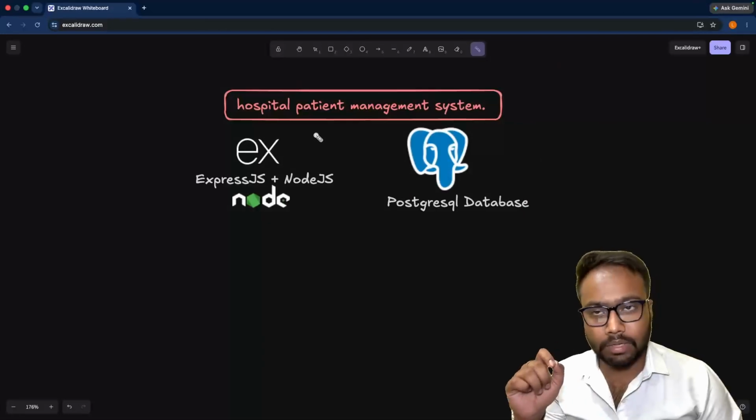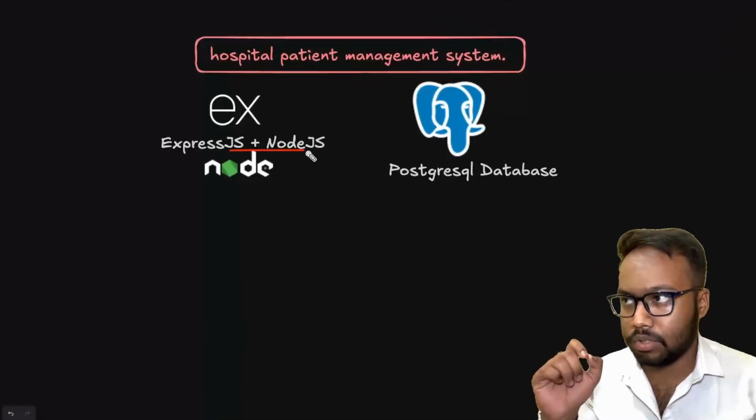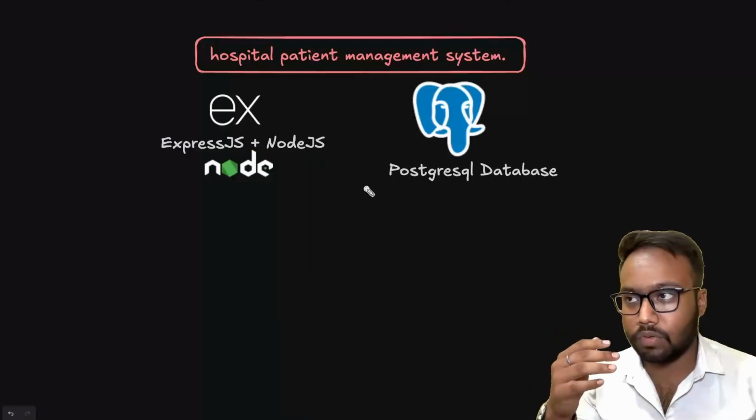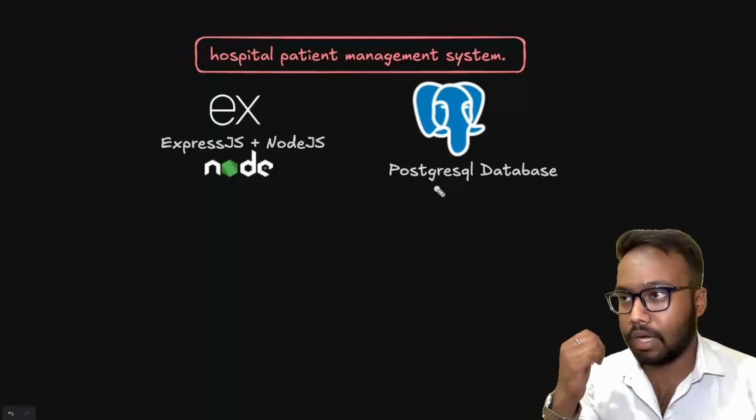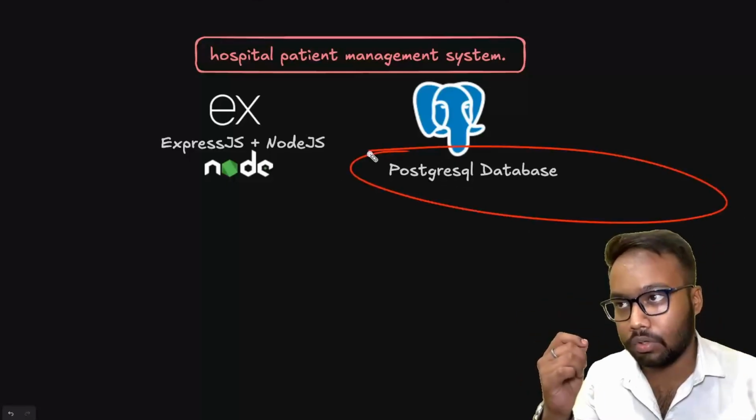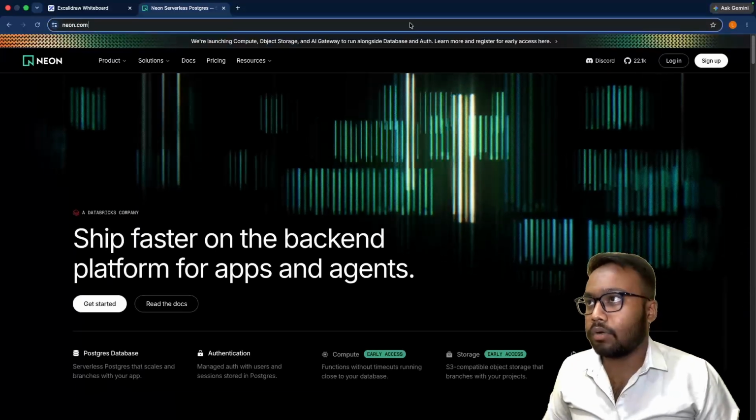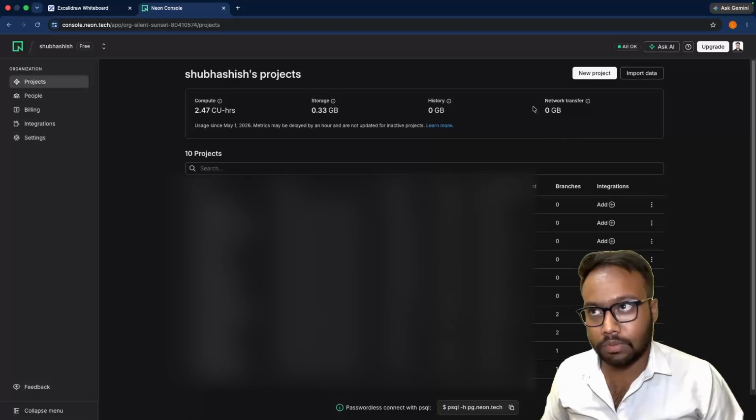Alright, so what I'm going to build is a simple hospital patient management system with Express and Node.js on the backend, and with a PostgreSQL database hosted on Neon. So feel free to use any tech stack you want, but if you are choosing this one, I would urge you to create an account on the Neon console. Okay, so just go to neon.com and create your account, and then in console.neon.tech, you can get access to your PostgreSQL database from here.